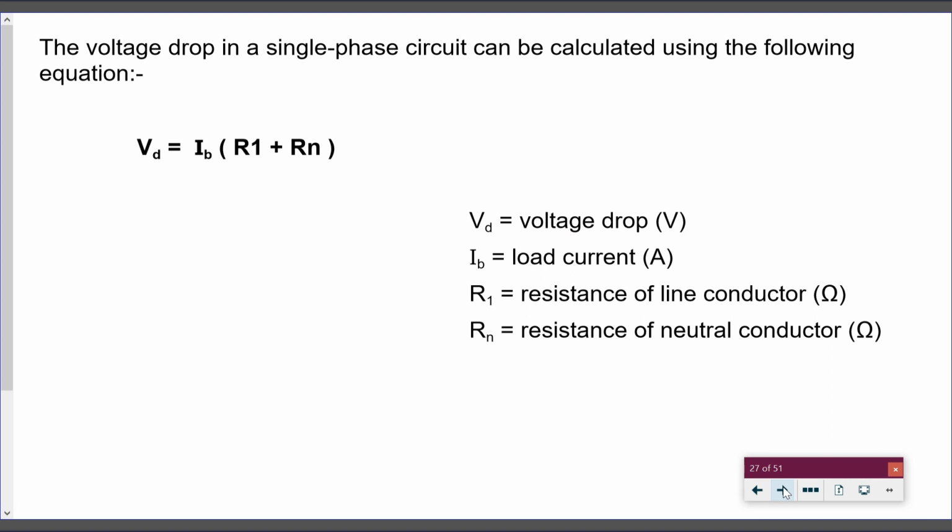So voltage drop in a single phase circuit, when it comes to calculation, can be calculated using the following equation. The volt drop equals the design current times the resistance, or the sum of the resistances of the line and neutral conductors. Okay.